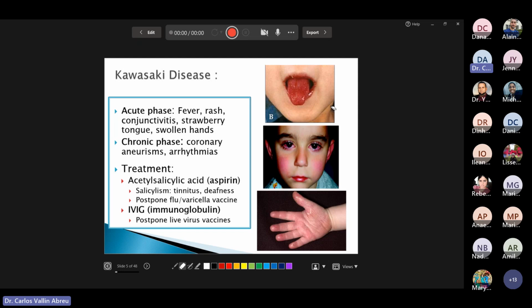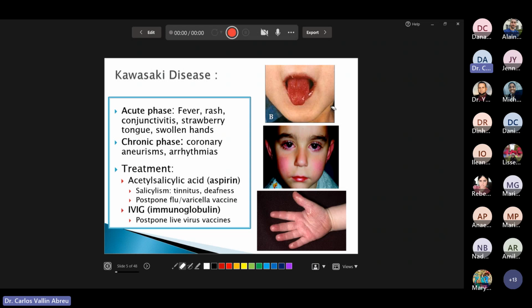Kawasaki disease is autoimmune, so it's the immunity, white blood cells and antibodies and cytokines wrongly attacking part of the body. We don't really know why this happens. We don't really know why it's more frequent in small children. We don't know why it's more common in males than in females. Okay, but it happens, period.